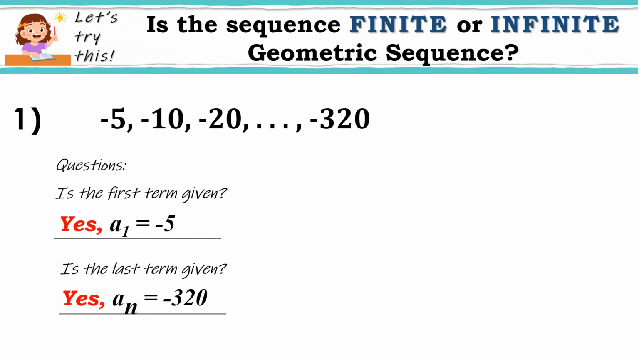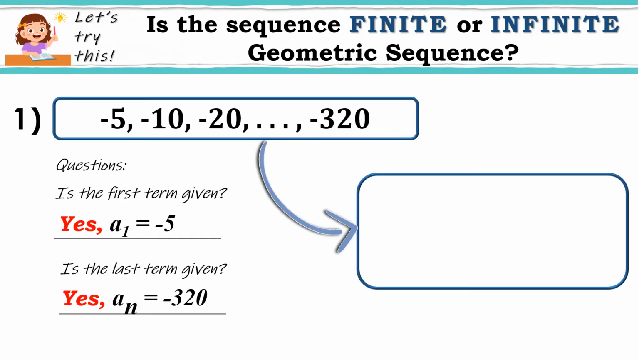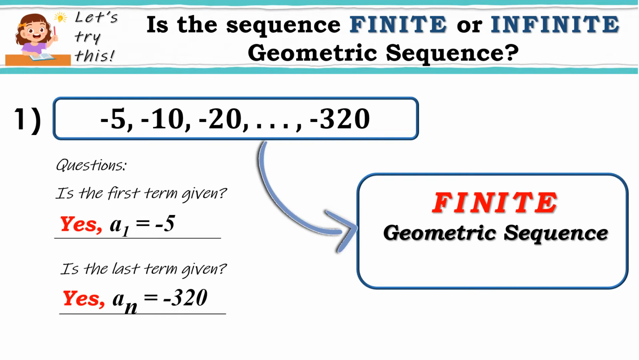Dahil pareho silang yes, ibig sabihin, kahit hindi natin paalam kung ano yung mga in-between dyan na terms dito sa ating given sequence, alam natin yung first term, alam natin yung last term, itong sequence na to ay finite geometric sequence. Dahil geometric yan, meron tayong common ratio. And what is our common ratio? That is, okay, so we have positive 2. So that means this sequence is a finite geometric sequence with a common ratio of positive 2.